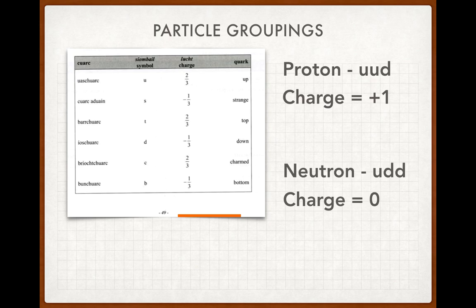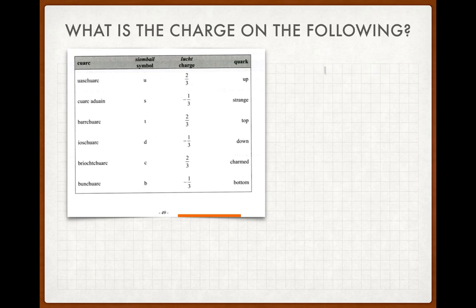You need to know a neutron is up, down, down. So if you put in each of the individual charges of those quarks, you'll get a net charge of 0. So the neutron is neutral. And also, you might have a look at these.